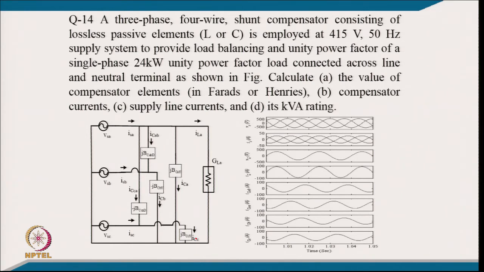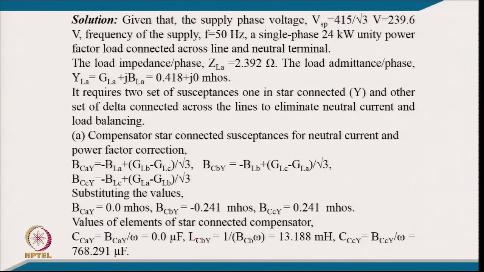So, here we are typically providing load balancing and power factor correction also, in spite of a single phase line to neutral load. Coming to the solution, given the supply phase voltage from line voltage 415 by root 3 is 239.6 volt and frequency of 50 hertz, a single phase load of 24 kilowatt at unity power factor connected across line A to neutral, we can find out the load impedance, which comes to 2.392 ohm because it is a resistive load with unity power factor, and we can find out the admittance here. So, the conductance part only is there, 0.18, but the susceptance part is 0 because there is no reactive power in the load.